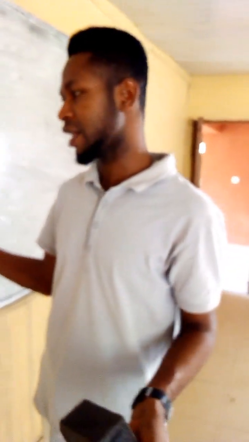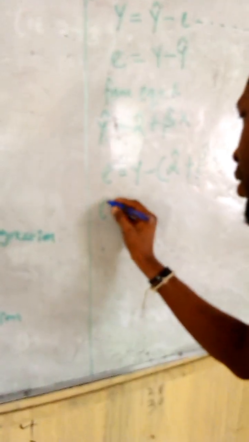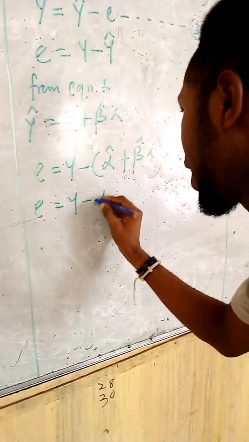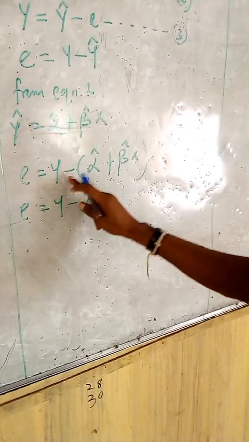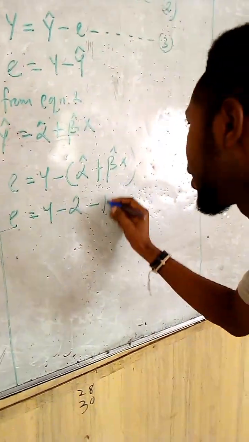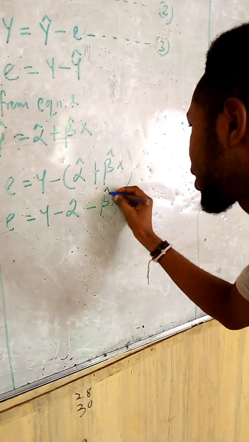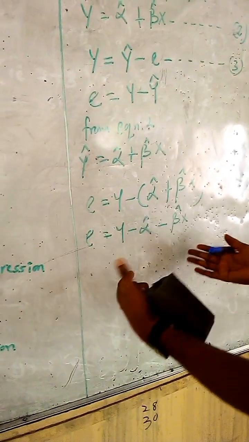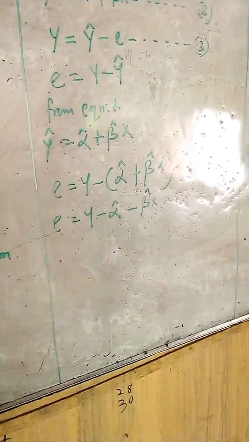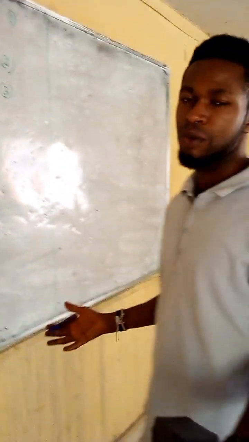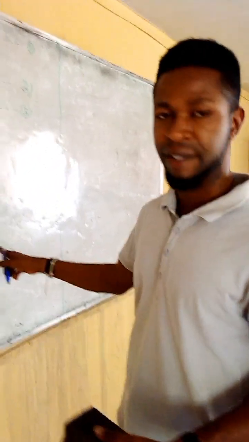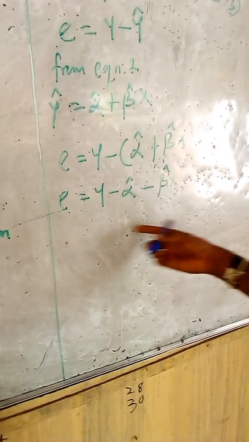So the next thing to do is to expand the bracket. We have e equals y minus alpha cap, minus times plus will give you minus, that's why we have minus here, beta cap x. So this is the next thing we have here now. By the time you have something like this, you must learn to take it one after the other. The next step is to sum both sides and square it.